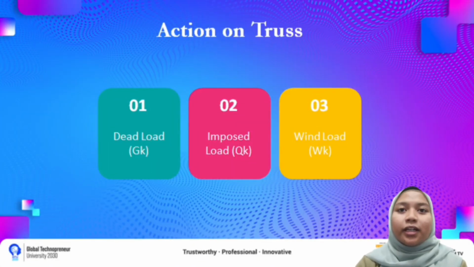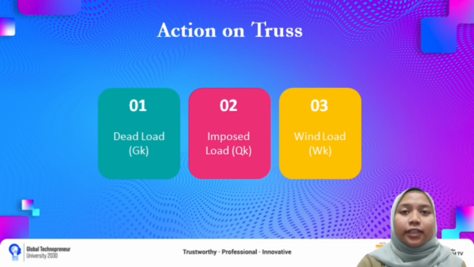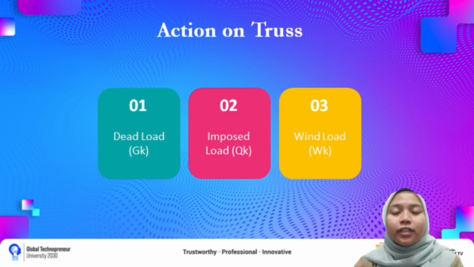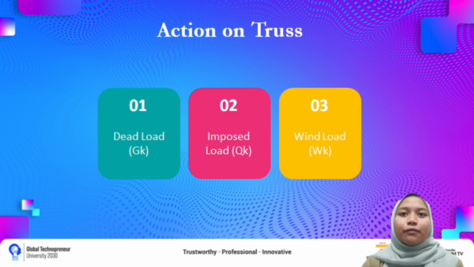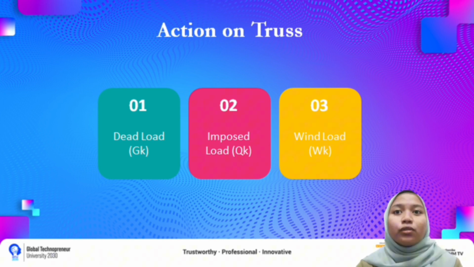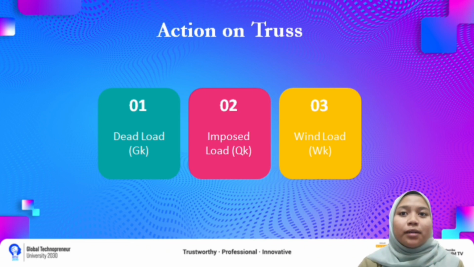Assalamualaikum, my name is Siti Atikah binti Muhammad Zain and I will continue for the part action on the steel truss. The action on the steel truss will be determined by its intended function or use. Each application poses unique challenges and the truss design must accommodate this specific requirement. In addition to this consideration, it is important to note that the truss structure may be specifically designed to support three types of load, which is dead load (Gk), imposed load (Qk) and wind load (Wk).